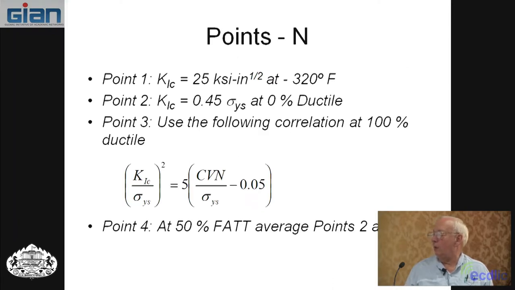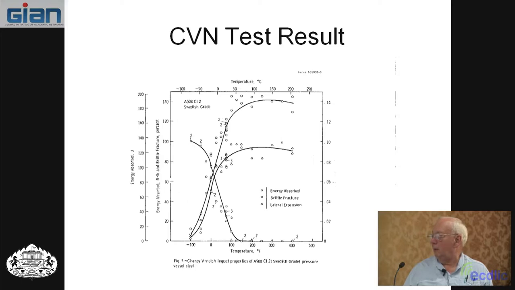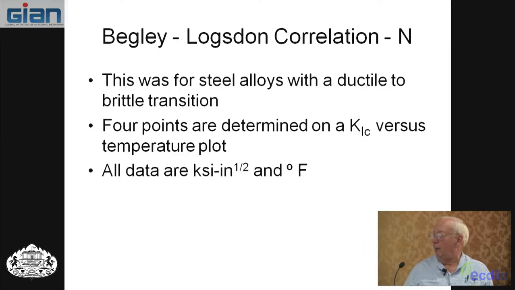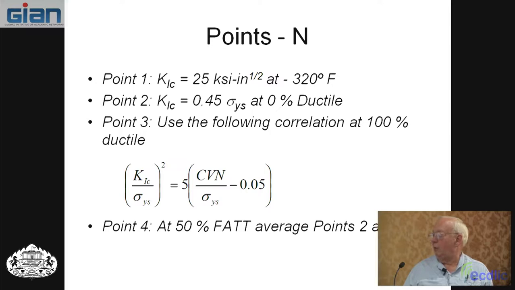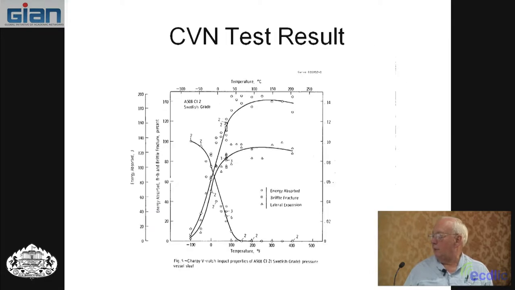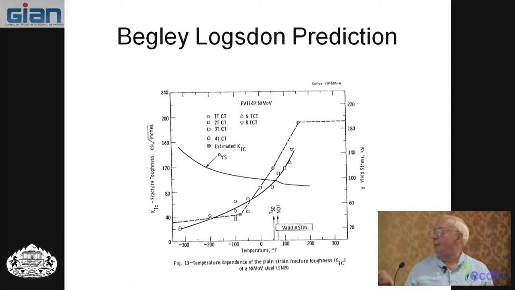Point three, they used this correlation, which was attributed to Barsom and Rolfe, Barsom and Rolfe correlation, and they did that at 100% ductile. And these values have to be in engineering units. They're unit specific, but this is Charpy energy, yield strength, K1C, gives you a K1C number. So that's one that's done here, 100% at this temperature exactly, where you get 100% ductile, 0% brittle. And then finally, between point two and three, you average that toughness and do that at 50% FATT, which is, again, this temperature, 50% right here somewhere. Anyway, here are the 3 points. One point is minus 320. The next point is at 100% brittle. The third point is 100% ductile. And then the fourth point is average of the two at FATT.